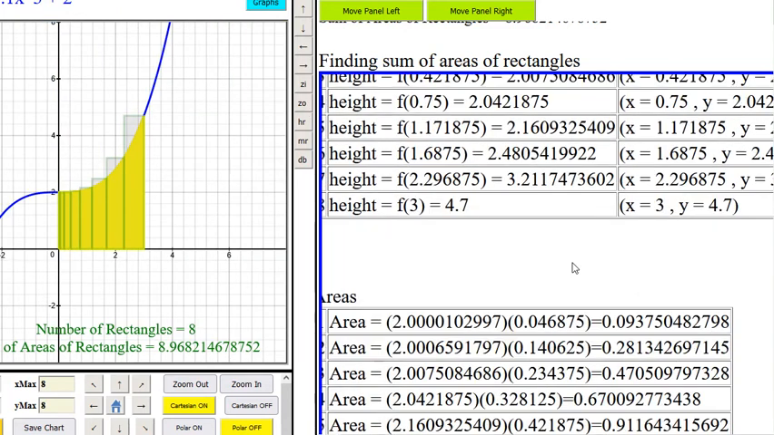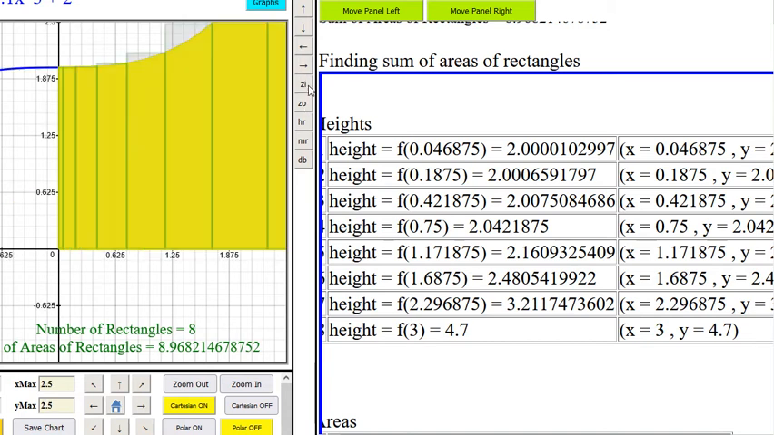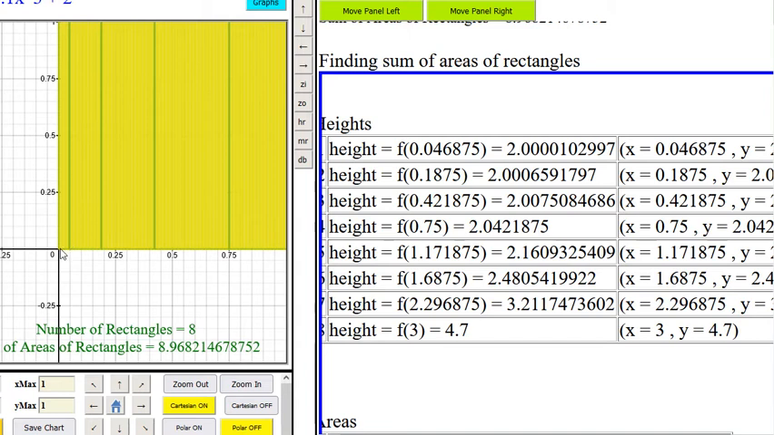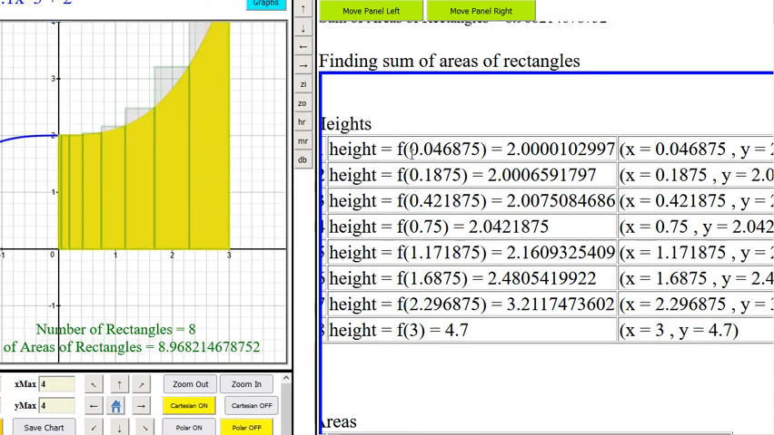And now let's calculate the height of the rectangles. So let's look at the first rectangle. On the first rectangle, x of 0 is 0, and this is x of 1, and x of 1 is 0.046875. And we will use the right endpoint, which is 0.046875, to find the height. And the function is 0.1 times x to the third plus 2. And so in the place of x, we put 0.046875, and we will get approximately 2. And so the height of the first rectangle is 2.